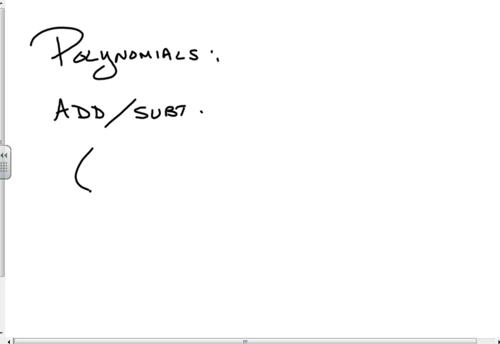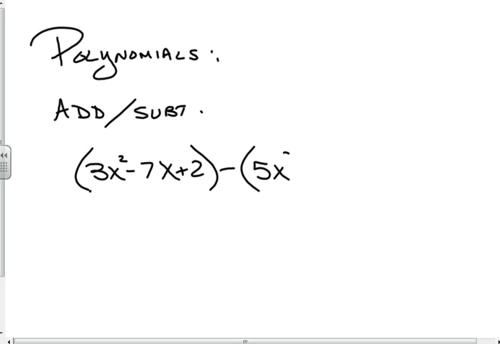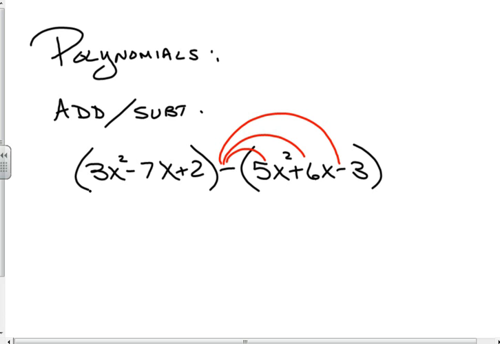Right, and that was where they came in categories, like 3x squared minus 7x plus 2. And let's say you're going to subtract 5x squared plus 6x minus 3. Don't forget that you're subtracting every single term as that goes through. So it's a minus, and a minus, and a plus.